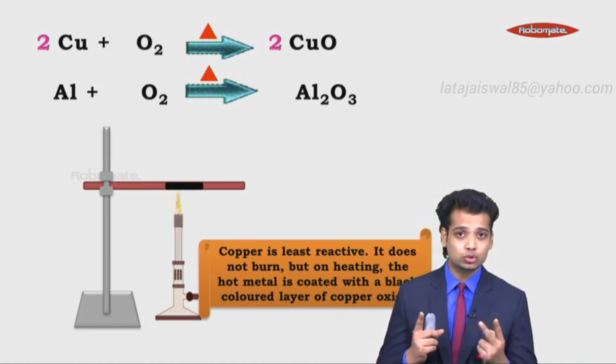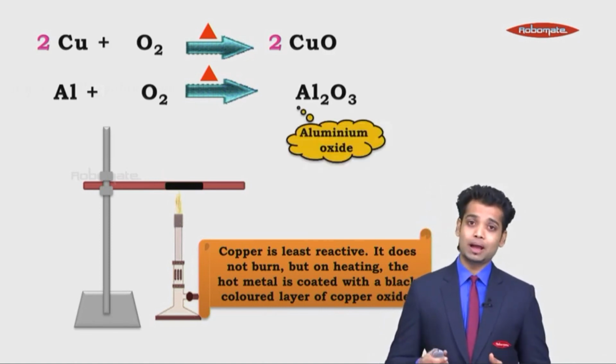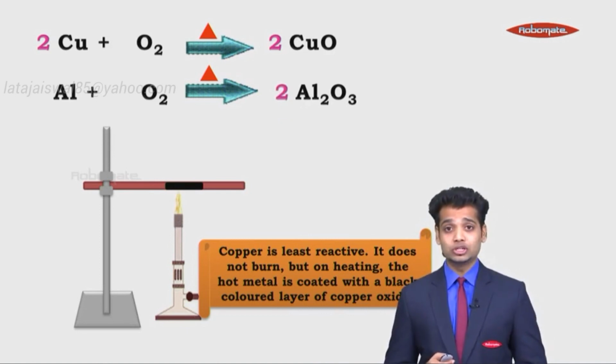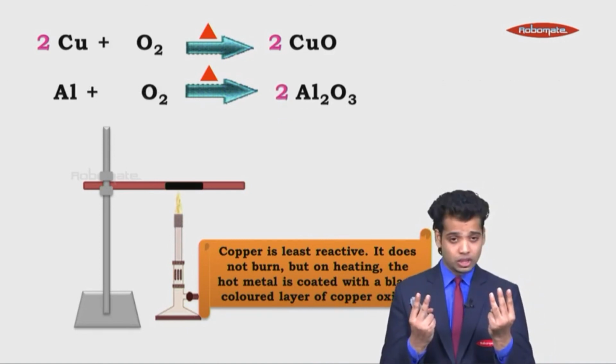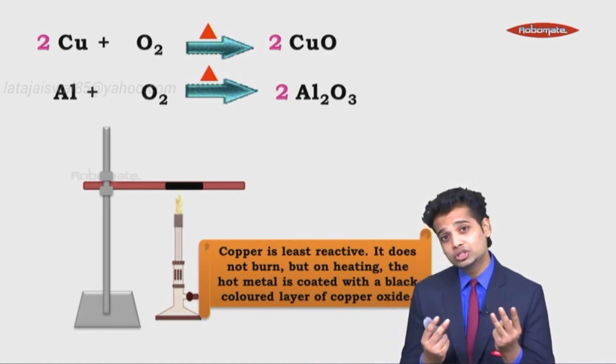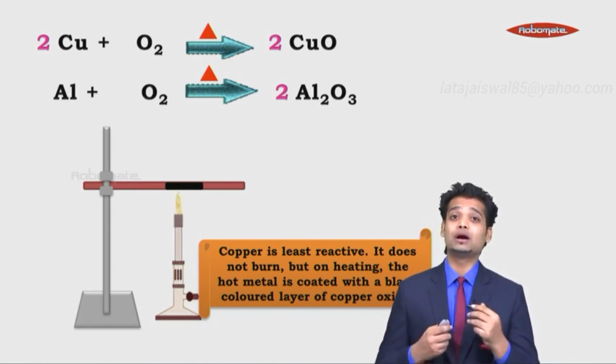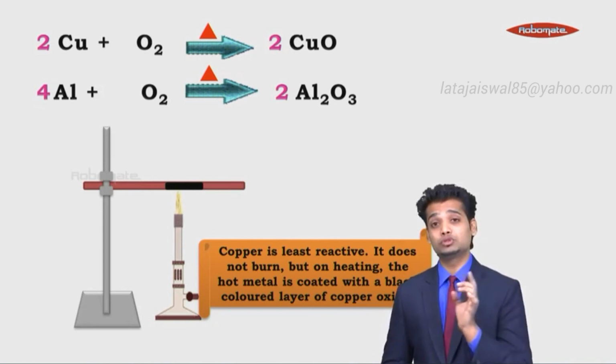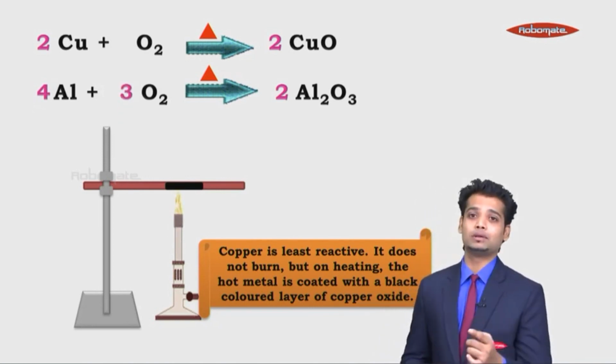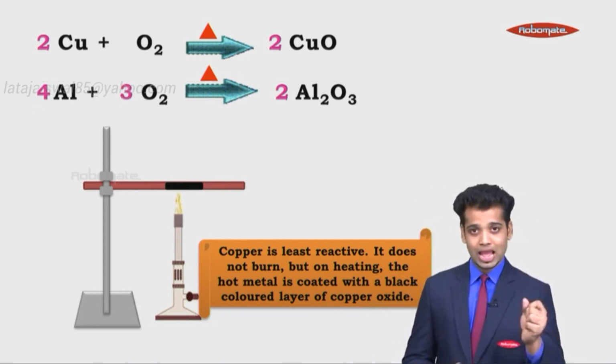Al 1, Al 2, what will you do? Multiply by 2. Oxygen is 2, oxygen is 3. So you convert this odd oxygen into 2. When you do so, oxygen becomes 6 and aluminium becomes 4. So multiply by 4 and multiply by 3. The reaction is balanced.